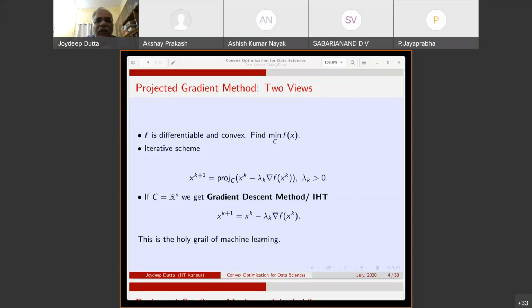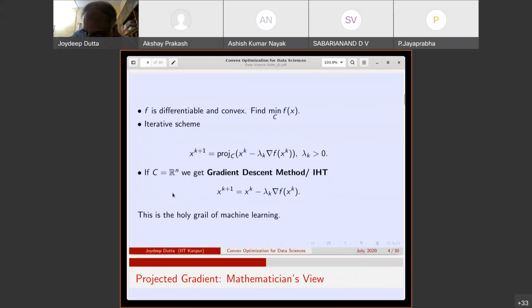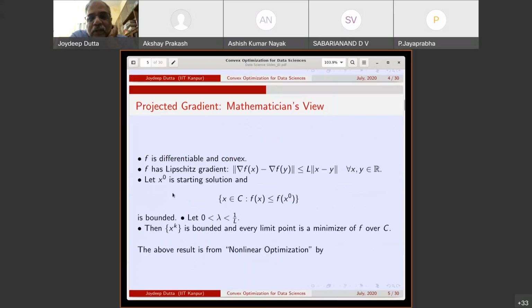It might not be so apparent if I tell you so fast what it is. It needs actually a whole class to discuss projection and its issues. So maybe 1.5 actually, but it doesn't matter. So if I take C equal to Rn, I get the gradient descent method, which is the holy grail of machine learning, and they use probabilistic methods to solve it, and that is called the stochastic gradient descent method. So let us go to the next slide.